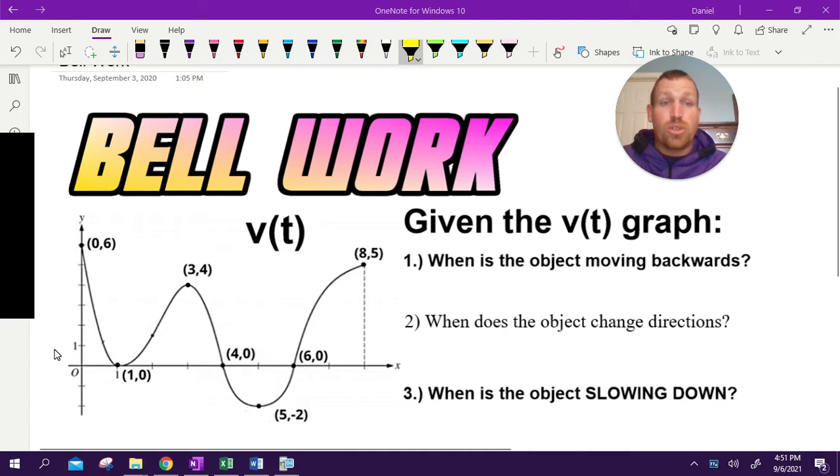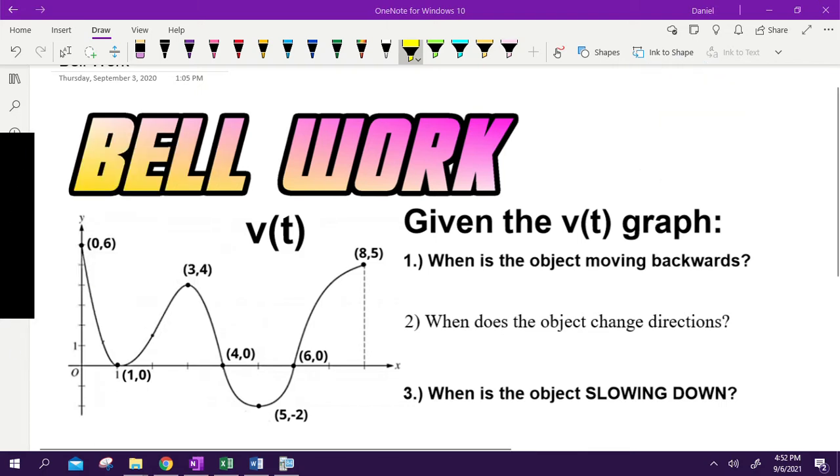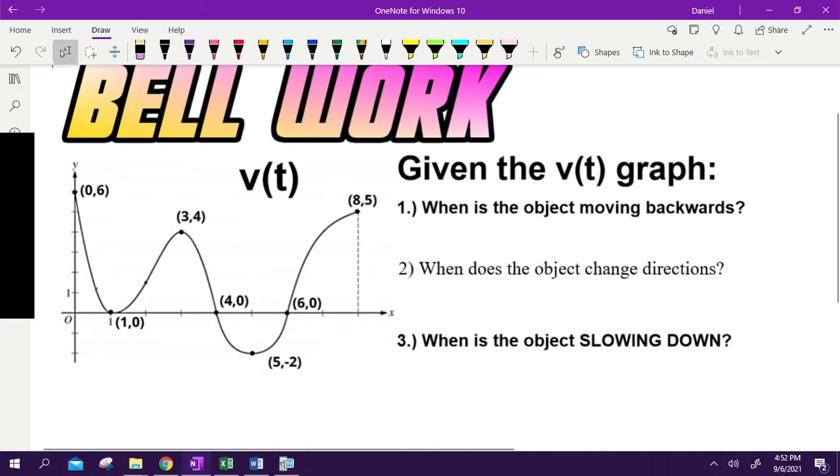All right, so you're getting out your notes from Friday, and we'll continue from there. This would have been our bell work for today, so let's talk through it. Given this velocity graph, we identify what it is. When is the object moving backwards? What is going to be true about velocity? If I'm moving backwards, velocity is negative. That's what I'm looking for. Negative velocity would be the key to that.